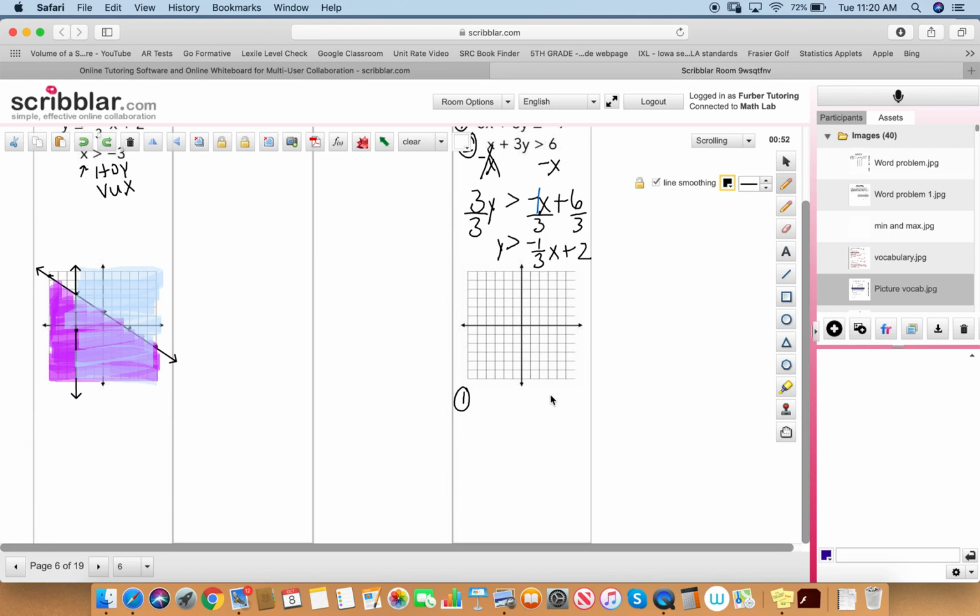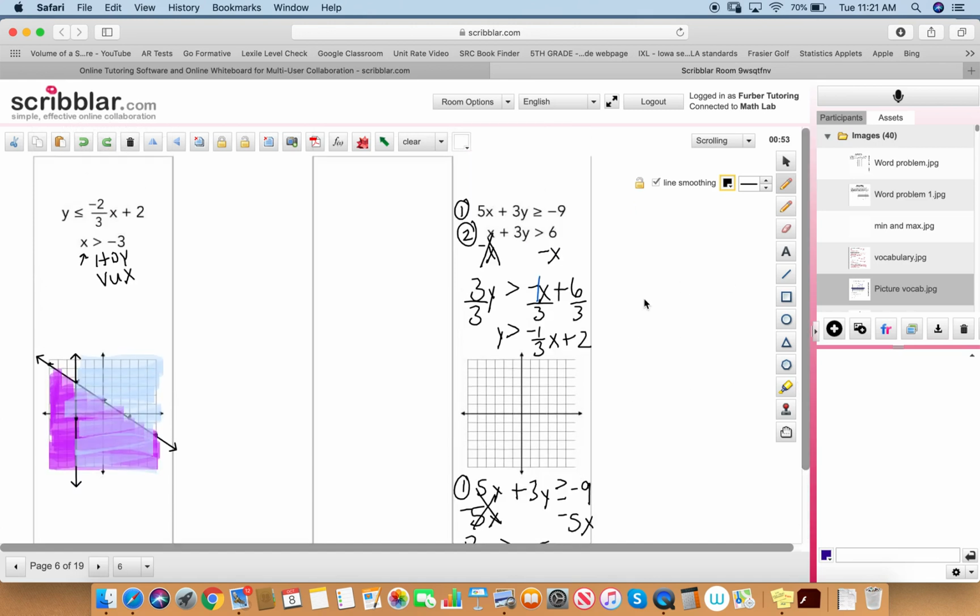For the second one, let me copy it again. It's 5x plus 3y is greater than or equal to negative 9. And again, I'm going to get the 3y alone by getting rid of the 5x term. So that's going to give me 3y is greater than or equal to negative 5x minus 9. And I'm going to divide by 3, so I get y is greater than or equal to negative 5/3 x minus 3.